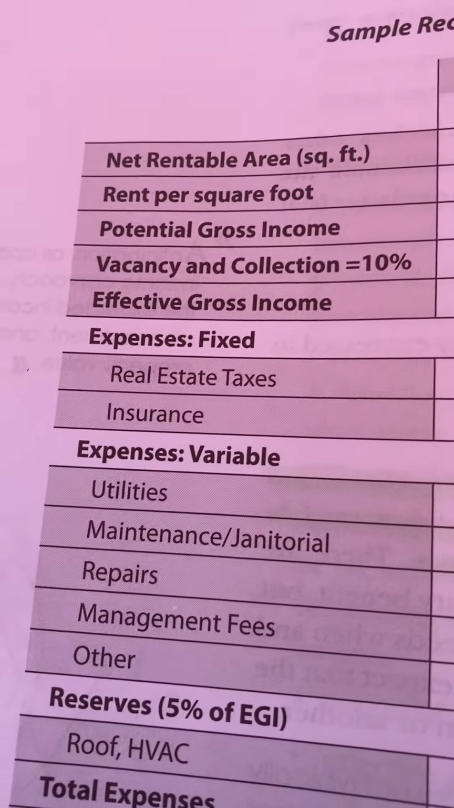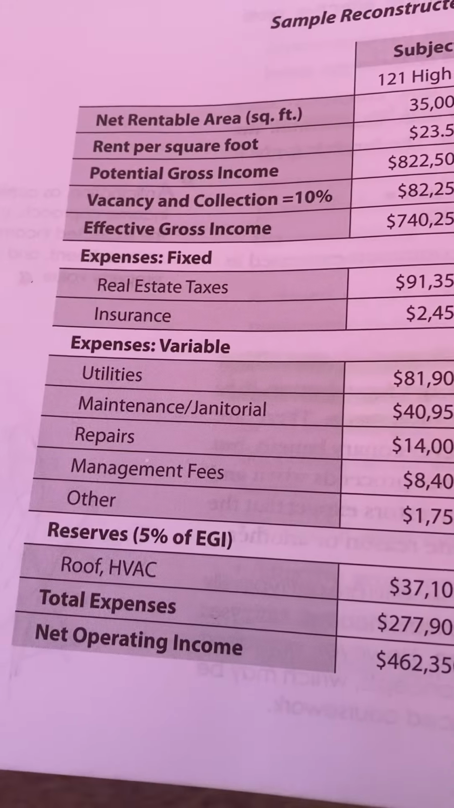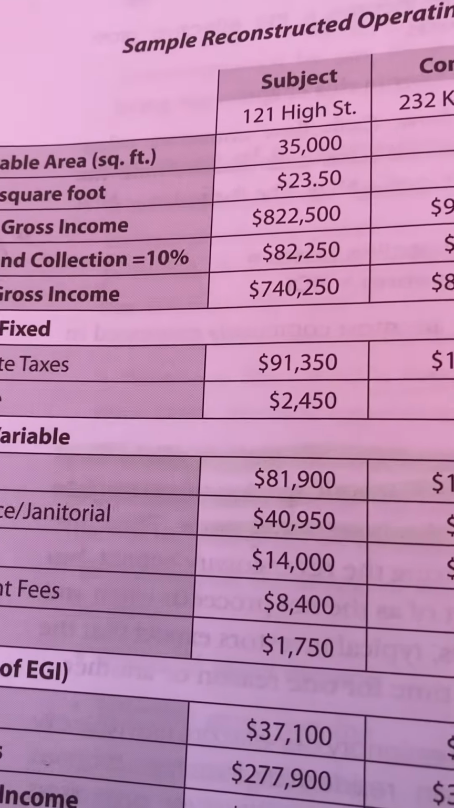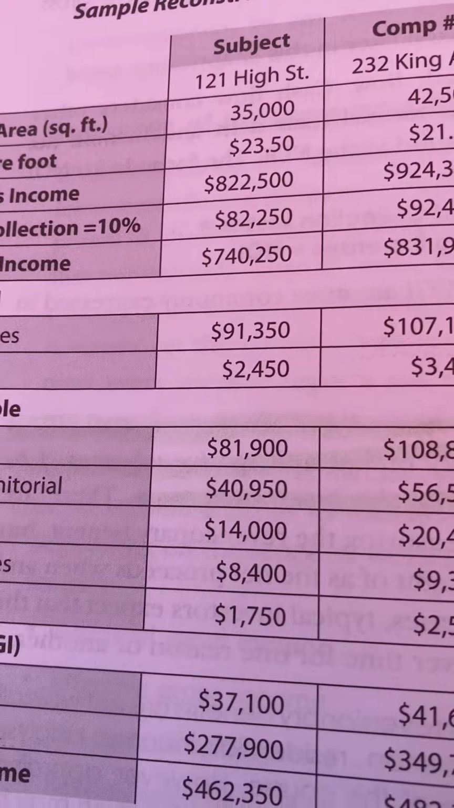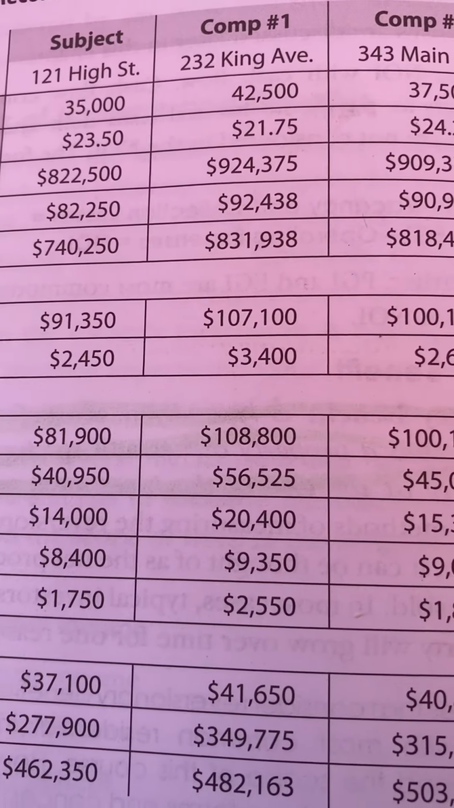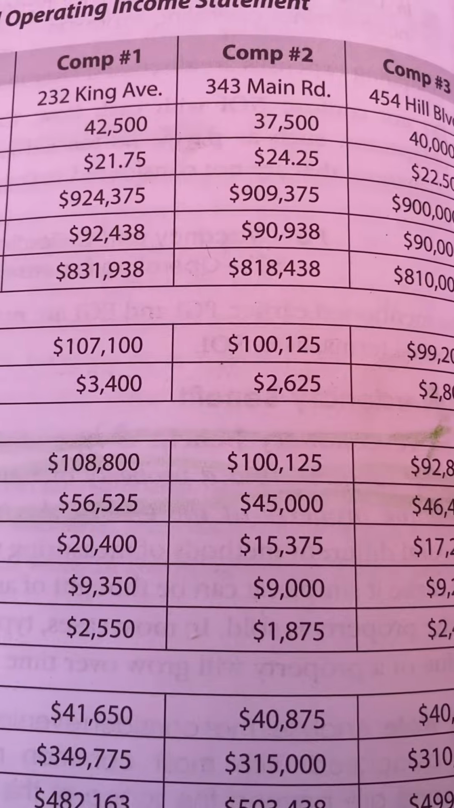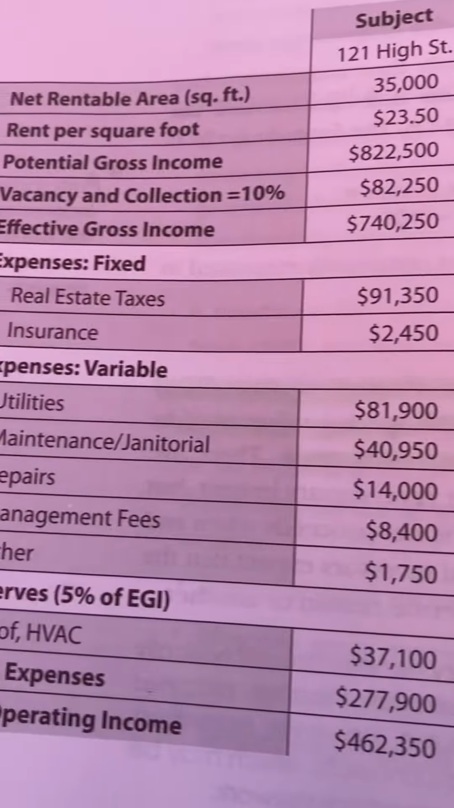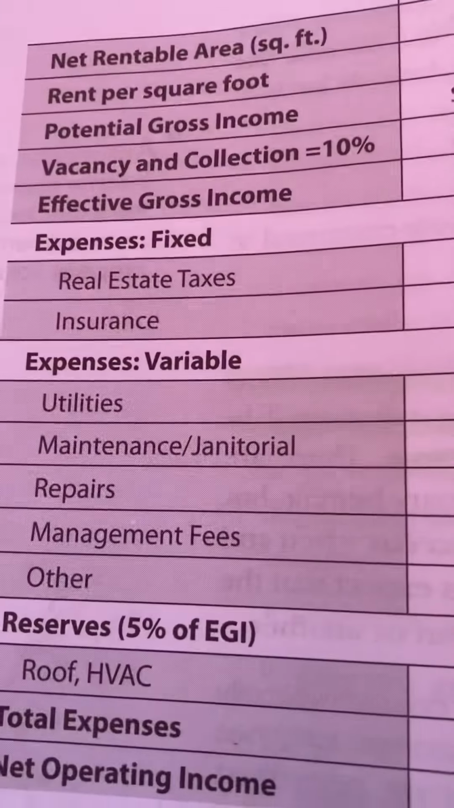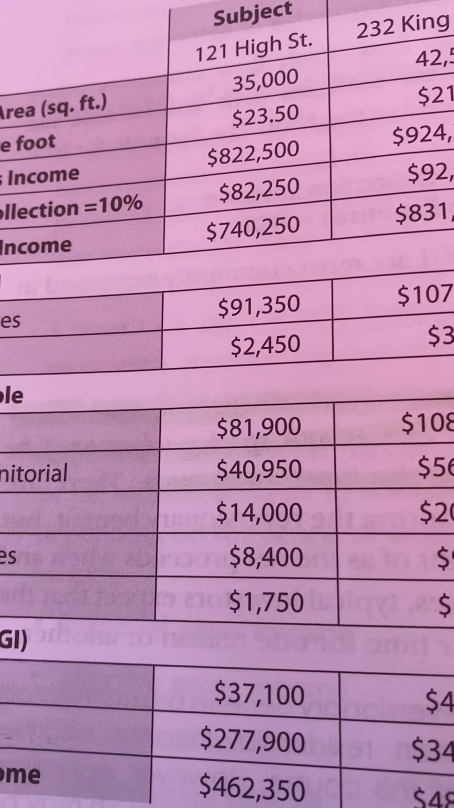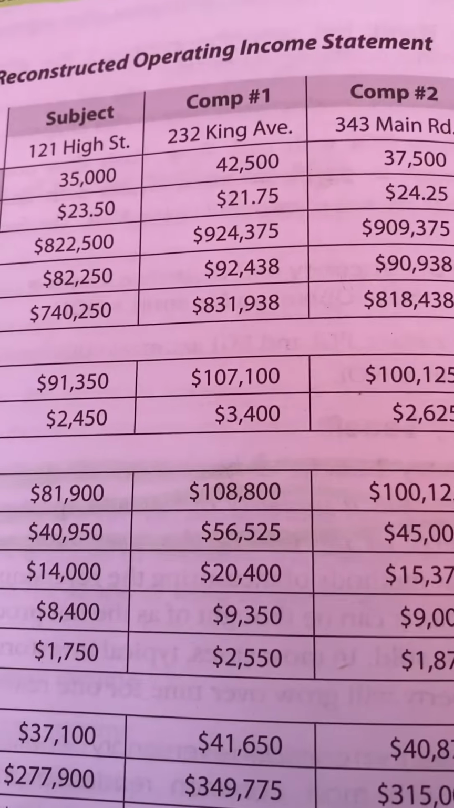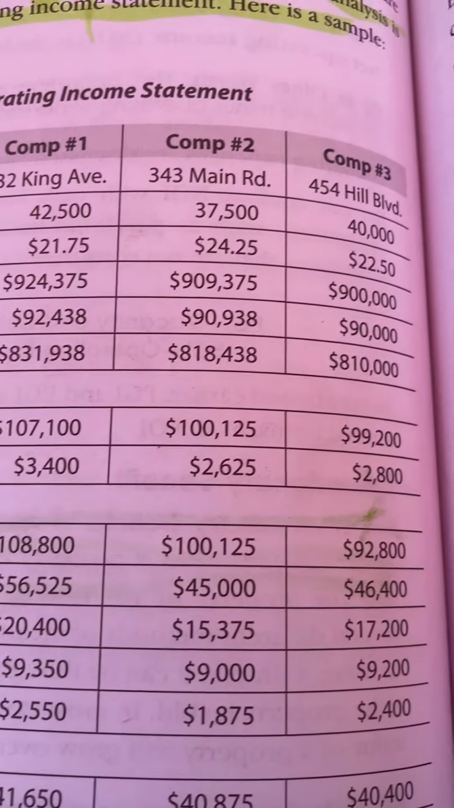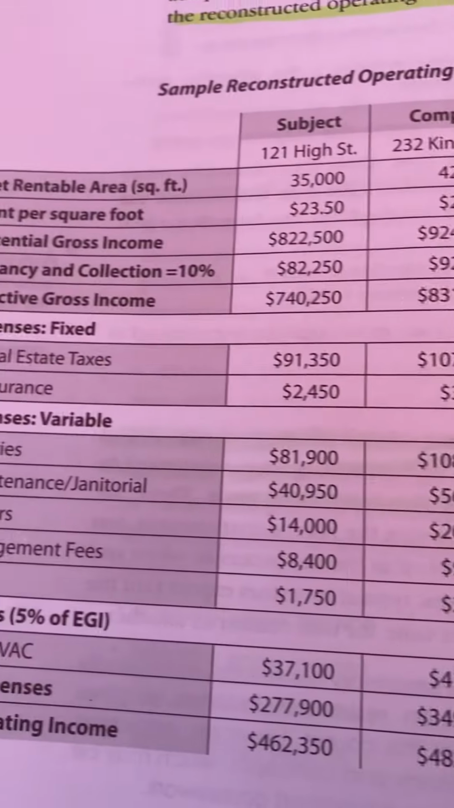The next line is going to be expenses variable. Going down the list, your first one is going to be utilities. Your subject is $81,900. Comp 1 was $108,800. Comp 2 was $100,125. Comp 3 was $92,800. Next line down is maintenance / janitorial. Your subject is $40,950. Comp 1 was $56,525. Comp 2 is $45,000. And comp 3 was $46,400.